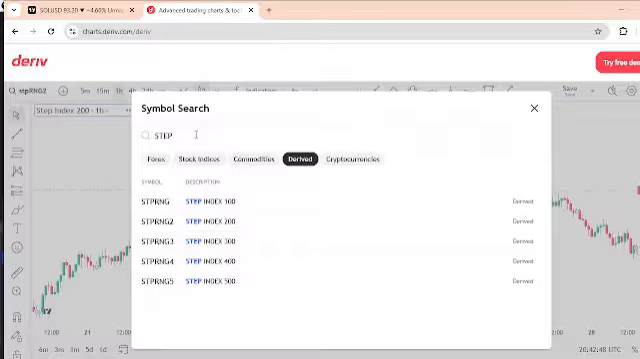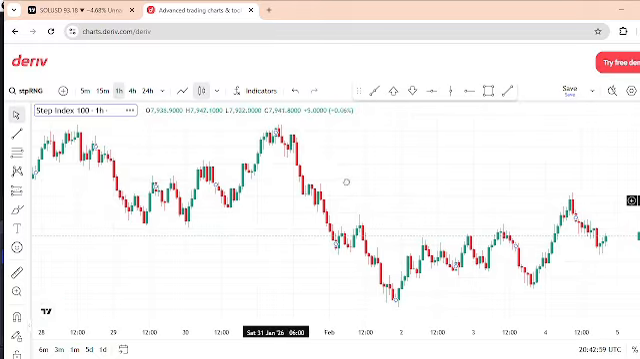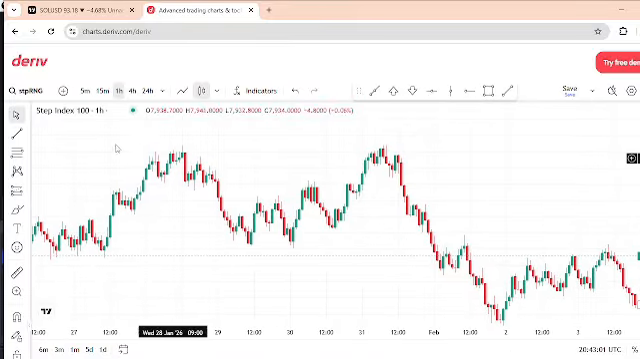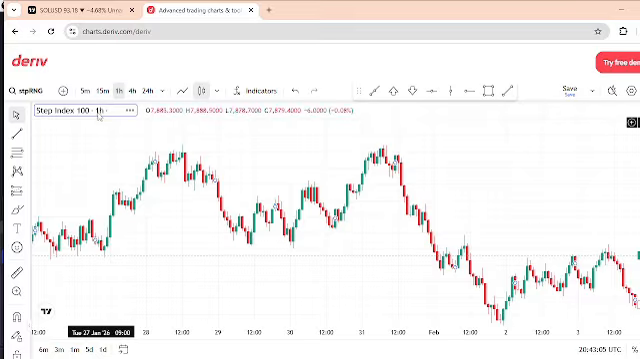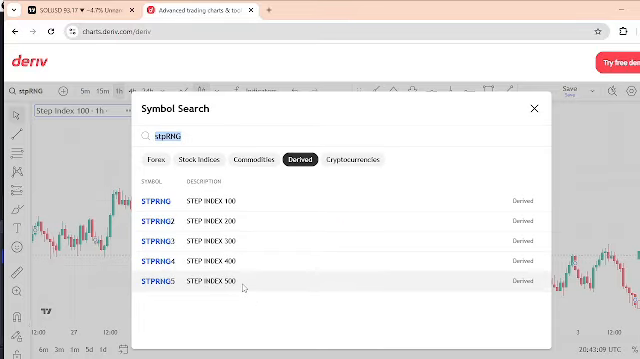Just Step Index. No 100, no 200, nothing. Just Step Index. So this is called Step Index. So she just fell in love with that Step Index and it was fun. The Step Indexes I trade the most are 200 and 300, especially this 200.